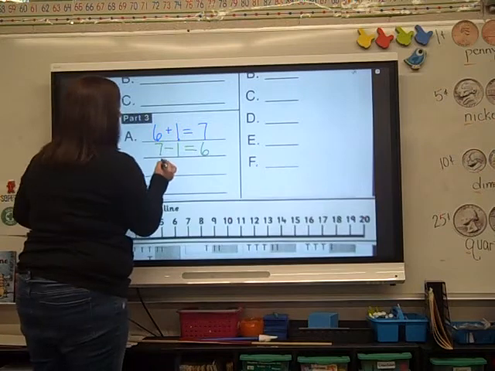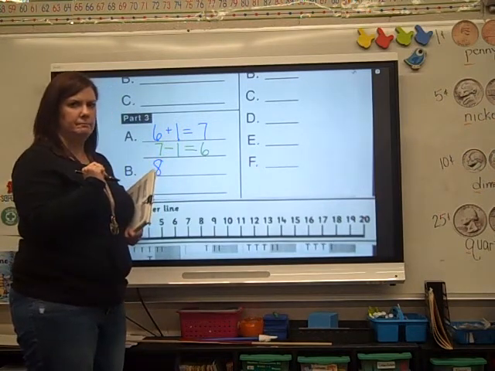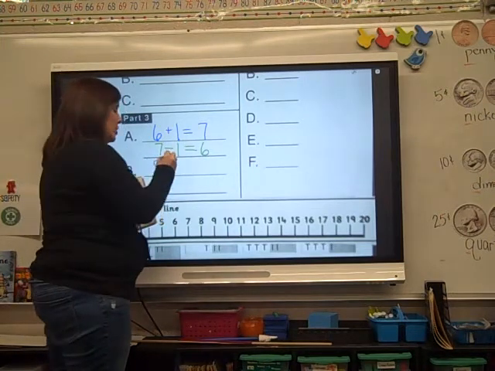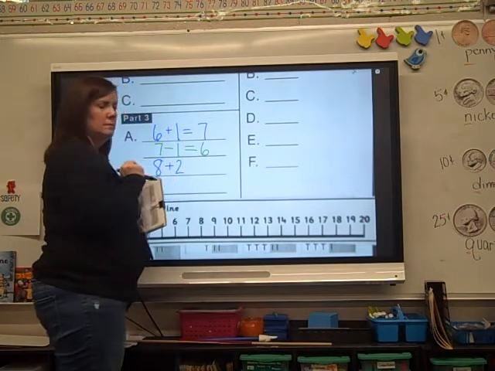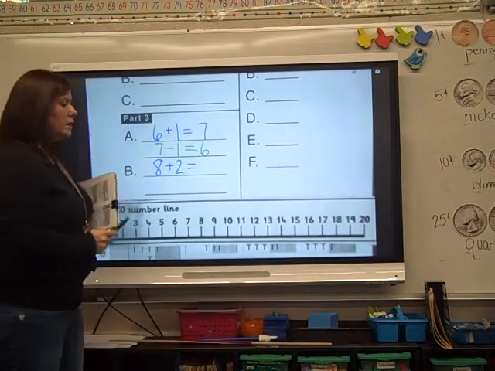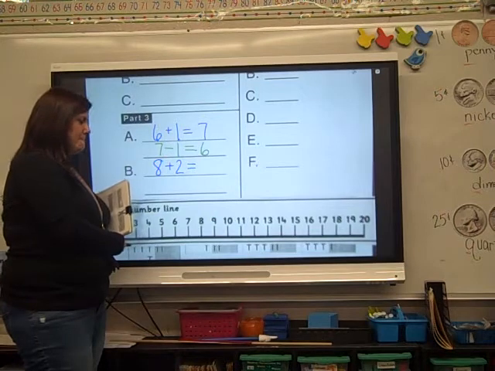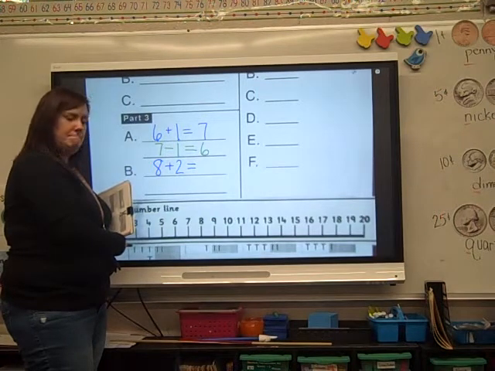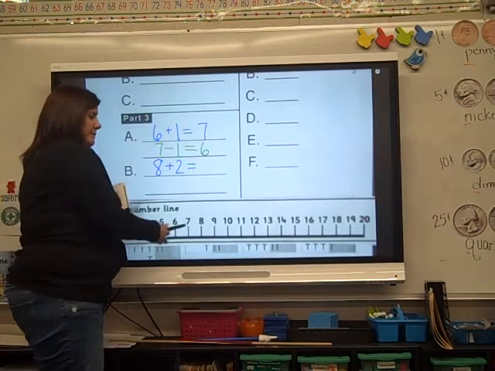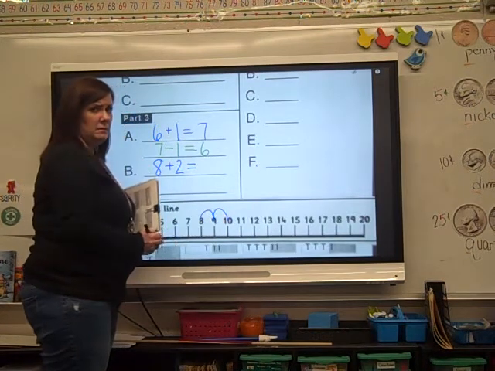Ready? A bug starts at 8 on a number line. He pluses 2 places. He ends up on what number? Use your number line to get an answer. Let's have 8, 1, 2. Did you get 10? I hope so.